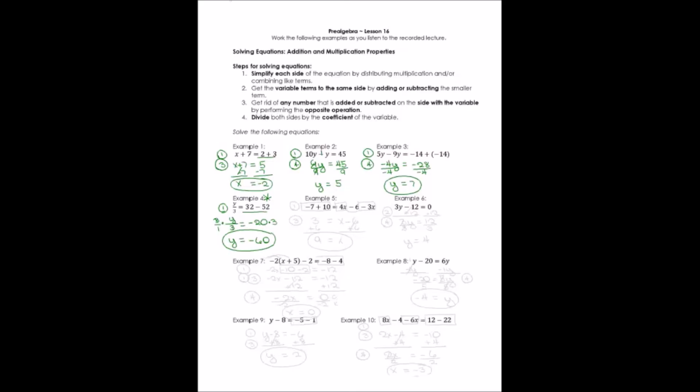Example number 5, we are going to simplify. Start with step number 1. We're going to simplify on each side. Negative 7 plus 10, I can combine those terms. I can say negative 7 plus 10 is going to give me a positive 3. And over here on the right, I have a 4x and a negative 3x. When I say 4x minus 3x, I have just x. And then I remember to bring down my minus 6. Next, I'm going to get rid of any number, step 3, that's added or subtracted to that variable term. I'll have to add 6 to get rid of a negative 6.